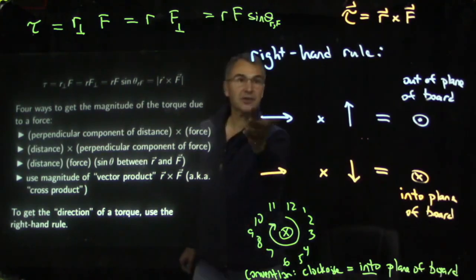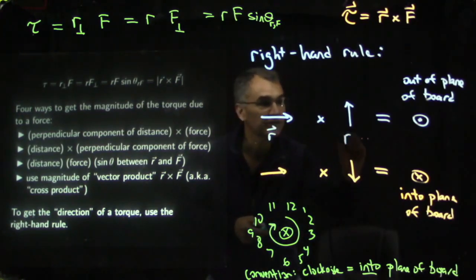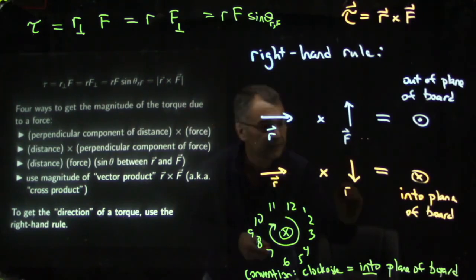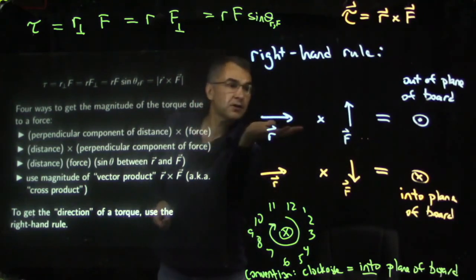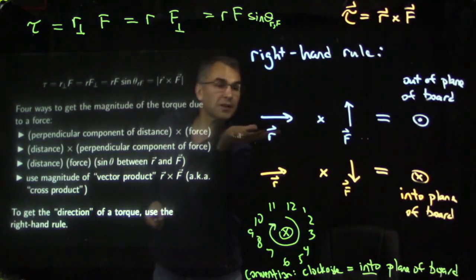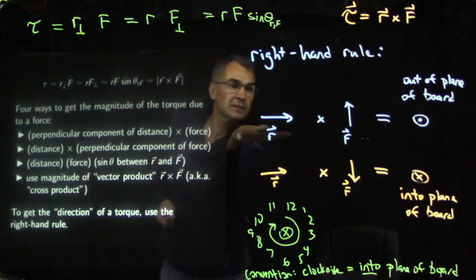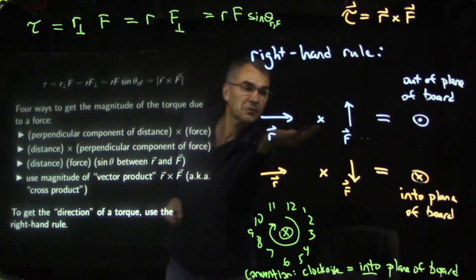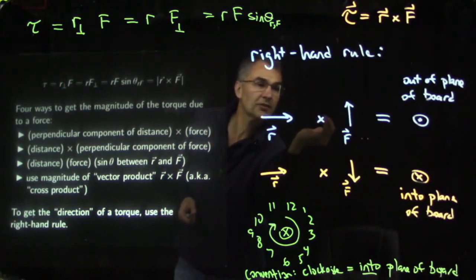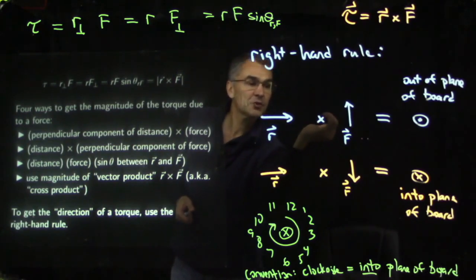If we have a vector, let's say this is R and this is F, then we take R cross F with the right hand. So you start out with the fingers of your right hand moving along the R vector, the displacement vector, and then you curl the fingers of your right hand so that they subsequently point in the direction that the force is pointing. And then you ask, which way is your thumb pointing after you're able to do that? And in this case, my thumb is pointing out of the plane of the board.